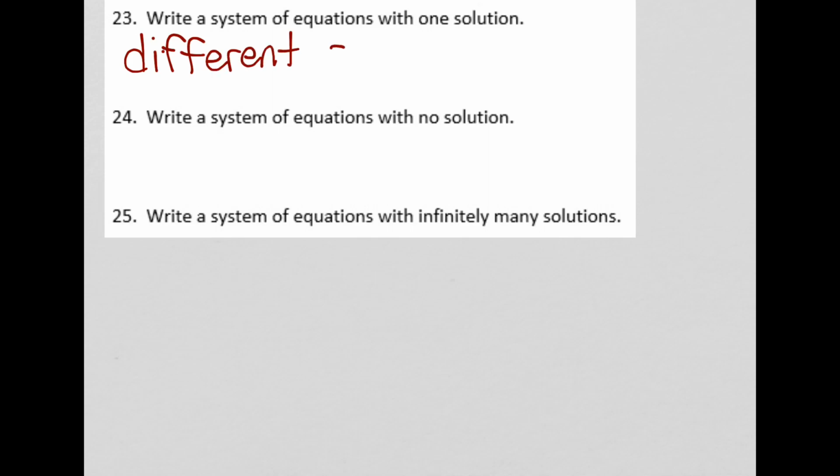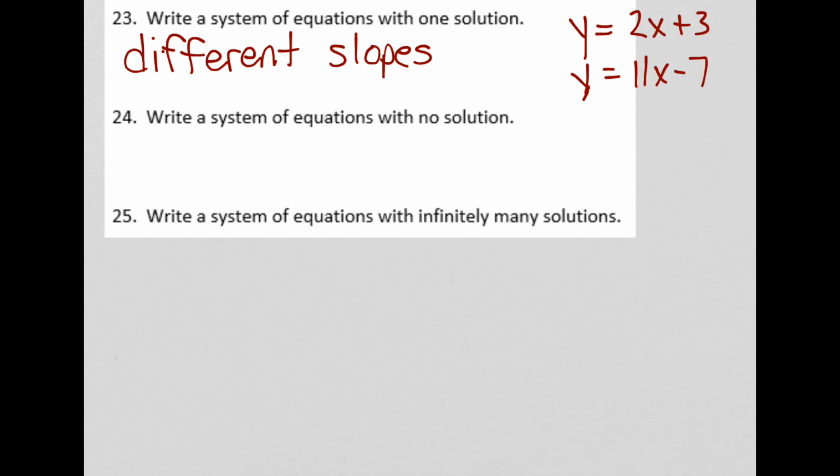Different slopes will make sure that they will intersect somewhere. So you just write yourself a system that has different slopes. Here we go: 2x plus 3y equals 11x minus 7. Are the slopes different? Yes, then it's a system of equations that will have one solution. Am I asking you to find the solution? No, I am not. I don't care what it is. I just know they will have one point where they cross.